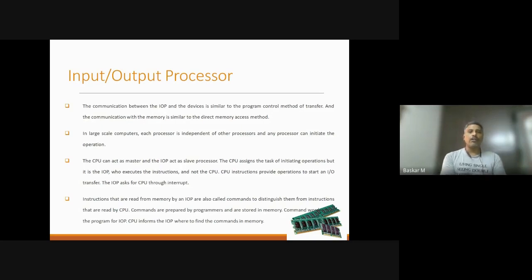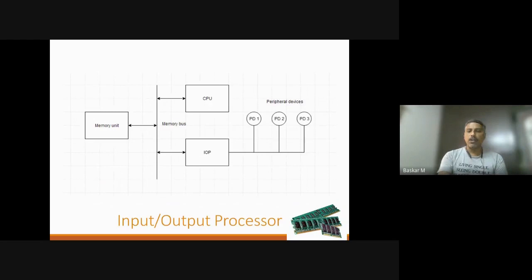The instructions that are read from memory by the IOP are called commands, to distinguish them from instructions that are available to the CPU. The commands are prepared by the programmer and stored in memory. The command words form the program for the IOP. The CPU informs the IOP where to find the commands in memory. Accordingly, the IO operations take place. I hope now you understood the role of the IO processor in IO data transfers.